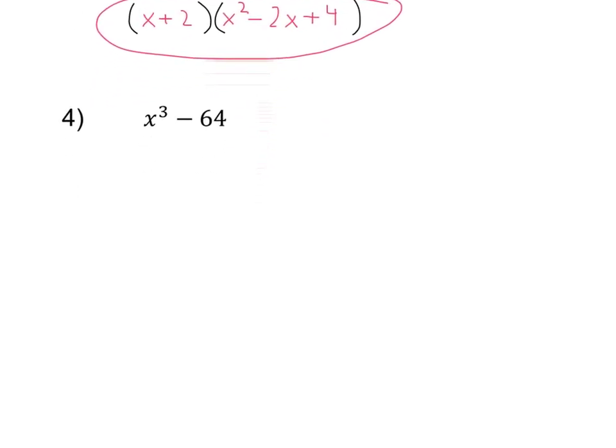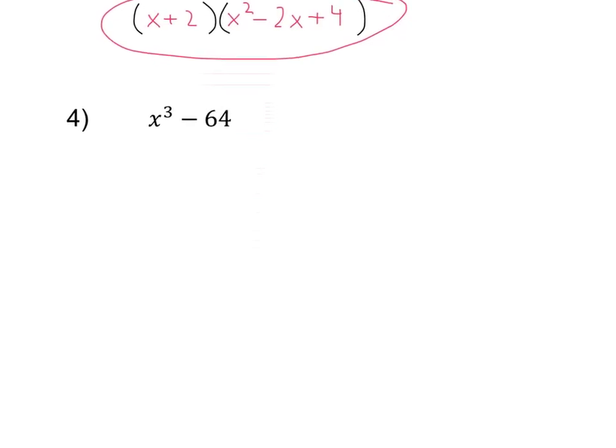Let's do a difference of cubes, right? Now, this time I know I'm going to be using a difference of cubes because I have a subtraction right there, right? So the first thing is that you need to be able to recognize this as something in this format, a cubed minus b cubed. Okay, and now in this case, this is just x cubed minus, well, 64 is the same thing as 4 cubed. So in this case, our a is x and our b is 4.